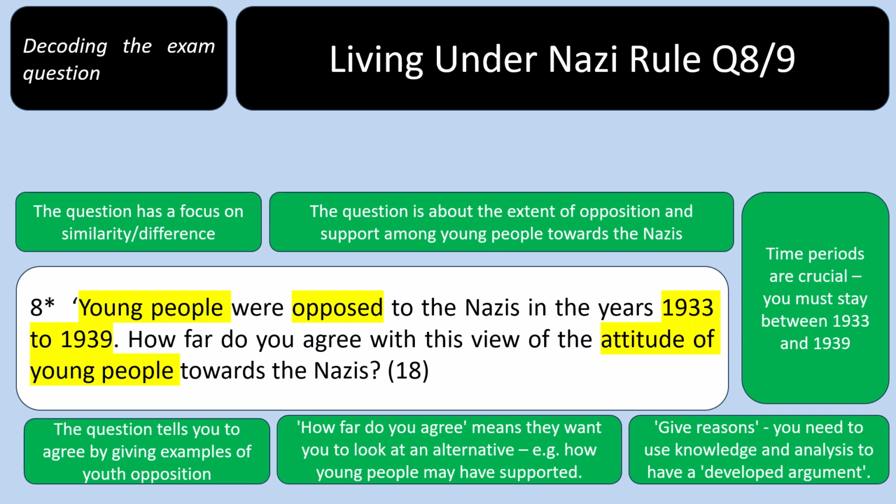So we're going to be bringing in some knowledge of inquiry 3 about young people, but also within inquiry 2 about opposition as well. So it's a similarity difference question. You're going to need to give examples of youth opposition, but also any evidence you've got that young people might have supported the Nazis. You're going to have to stay between 1933 and 1939, so no drifting into any sort of youth opposition in the Second World War or anything like that. So let's have a look at an example answer.